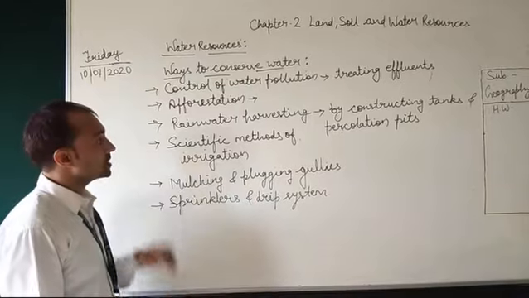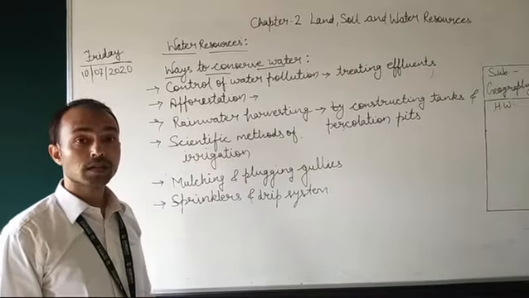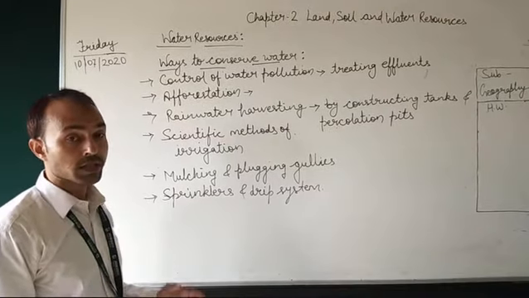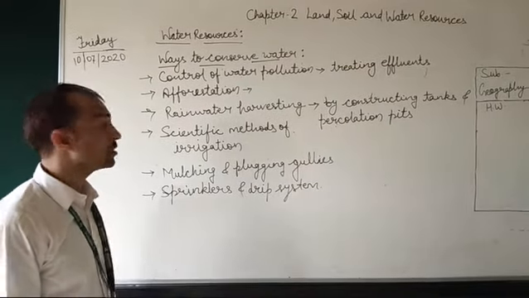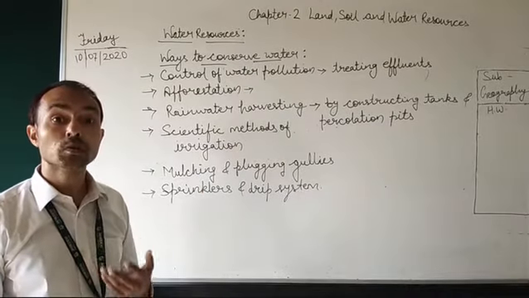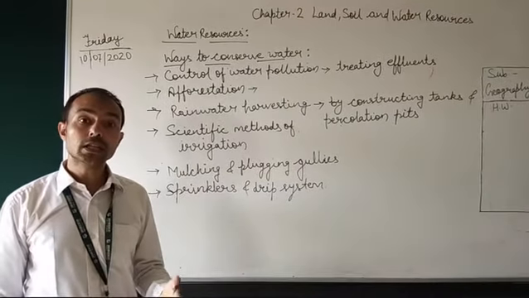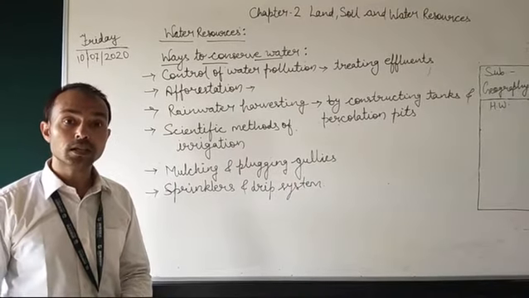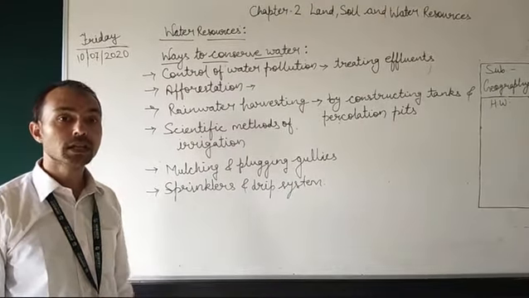Then the next is afforestation. Afforestation also helps in water conservation. How does it help in water conservation? Afforestation is planting more and more trees. By planting more and more trees, the water is available there in the ground.